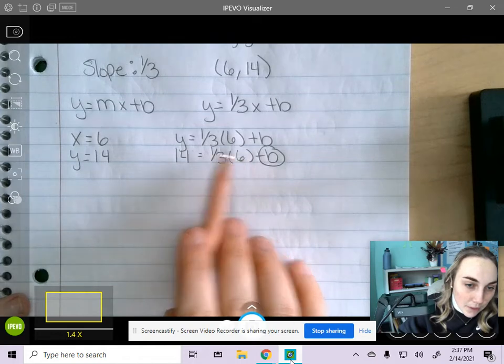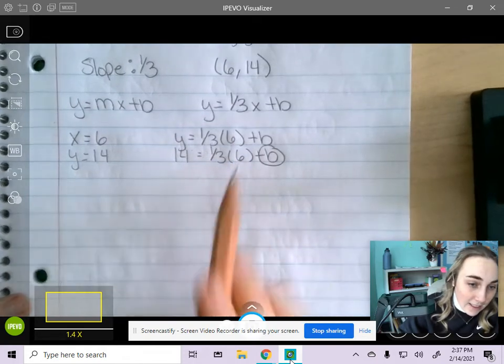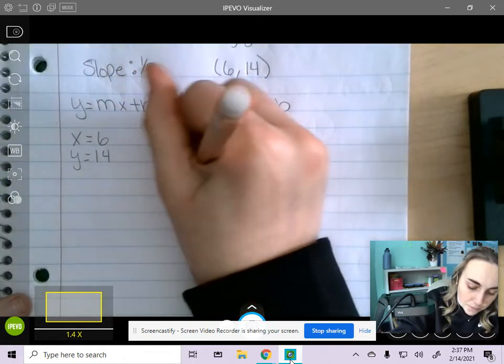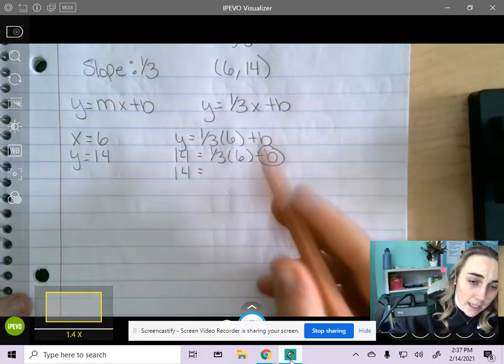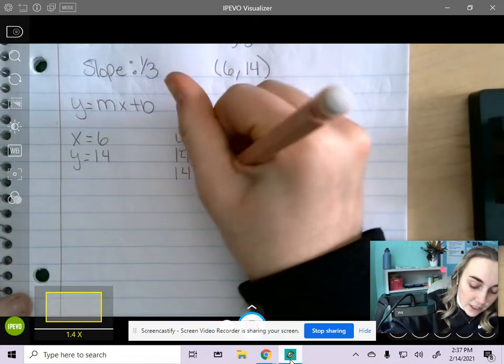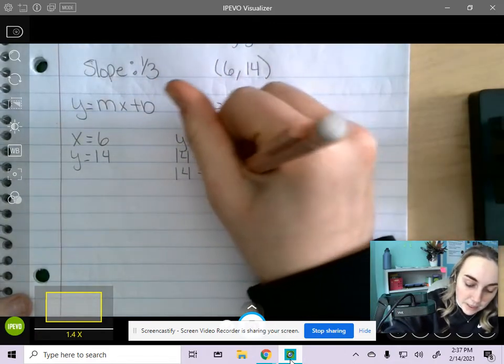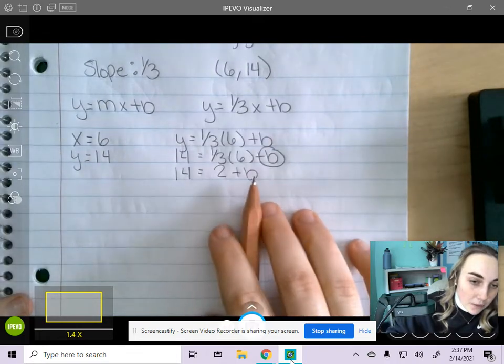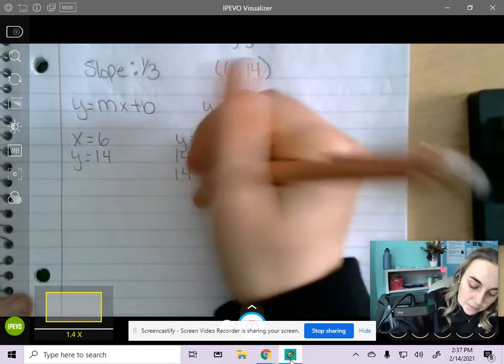First step is, let's simplify. 1/3 times 6 is the same as saying 6 divided by 3. So 6 divided by 3 is going to give us an answer of 2. We can bring down this plus b. We still want to get b by itself. Next step.